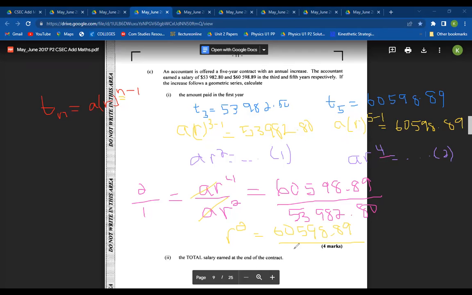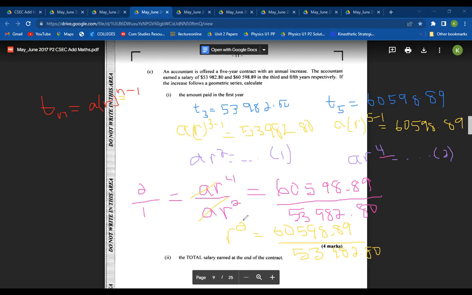60598.89 divided by 53982.80. So you might be tempted to convert this to a decimal, because who would want to work with those big numbers, right? I understand. But that would affect the accuracy of your answer. So you actually have to leave it like this. It's not very pretty, but that's what you have to do, right? Because your answer might be off if you approximate. No, not might be. It will be off if you approximate too early.